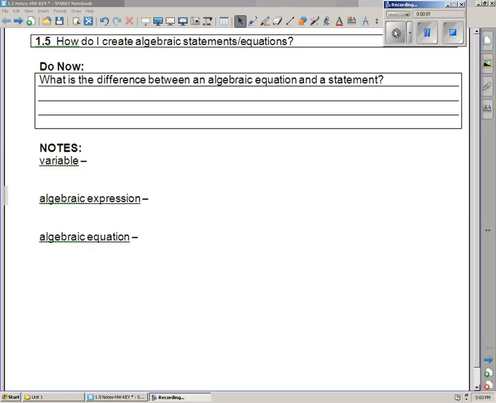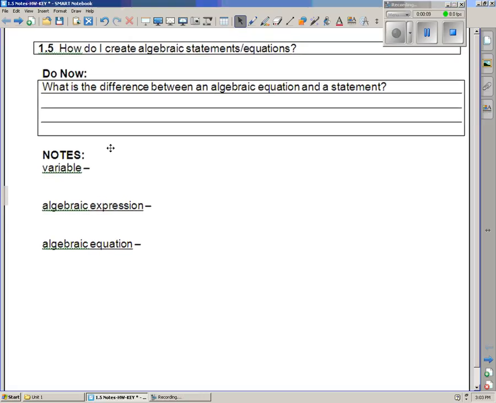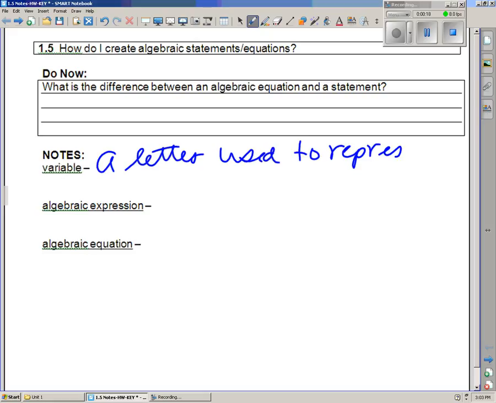Today's lesson, we're going to be able to create algebraic statements and equations. For the variable definition, what you're going to write here: a letter used to represent a number. In algebra, we tend to use x's and y's a lot.